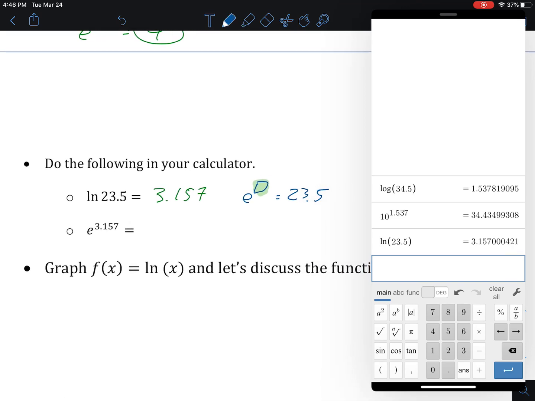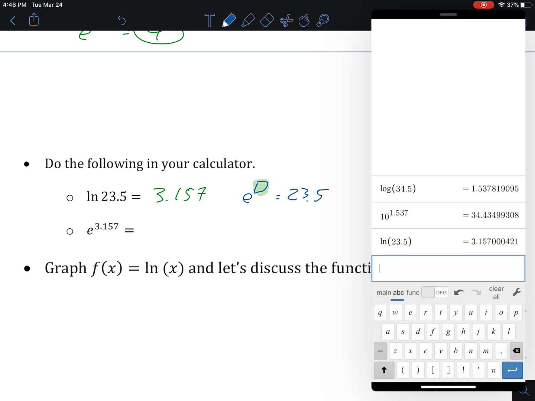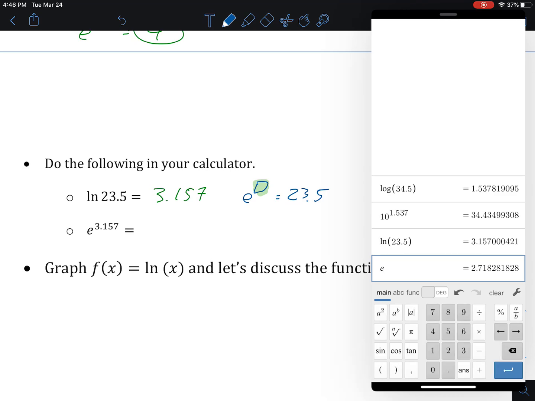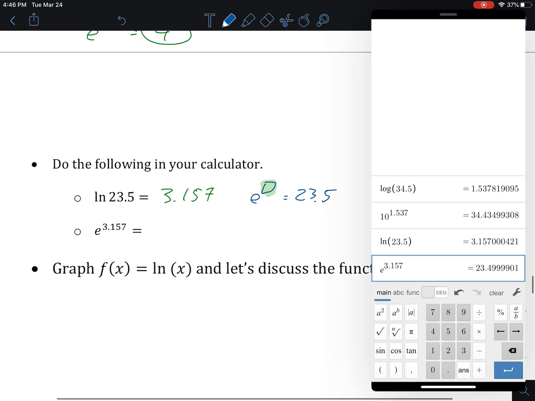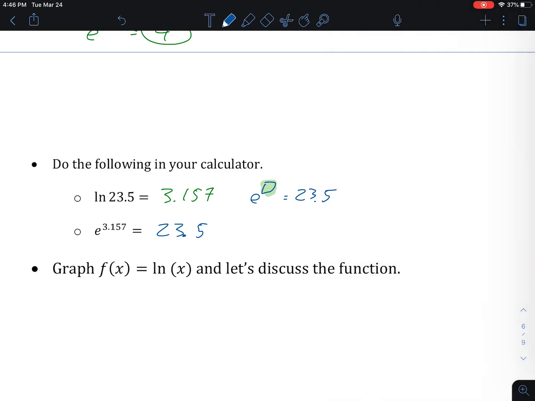My answer is 3.157. So if I take e and I raise it to 3.157, e, which I go to the keyboard for, raised to what number? 3.157. There you go, 23.49999, so 23.5. We can see that those are exactly interchangeable. They're inverses. It's just a very weird inverse that we've really never seen.